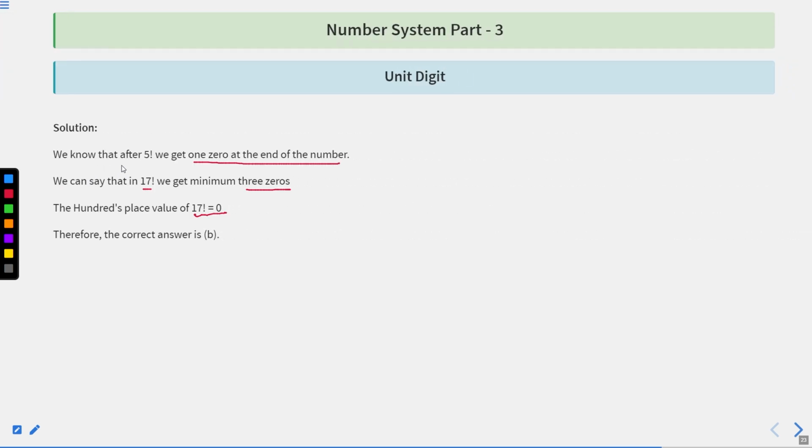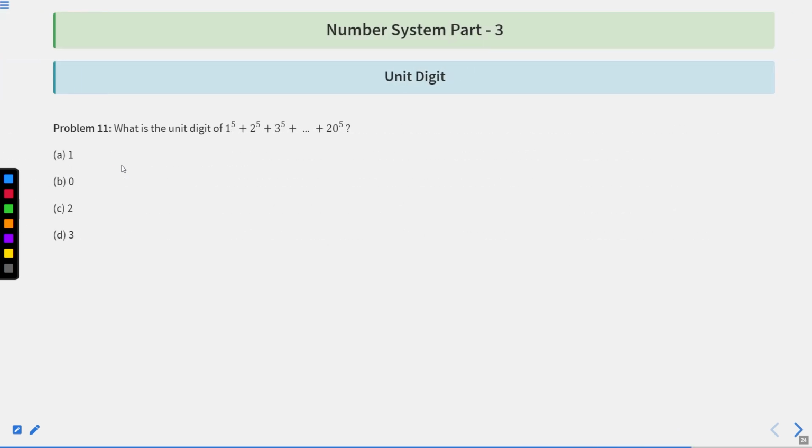Let us now move to problem number 11. What is the unit digit of 1 to the power 5, plus 2 to the power 5, plus 3 to the power 5, plus dot dot dot, plus 20 to the power 5? Here, one interesting thing to note is that whatever number is given to you, if you take the fifth power of that number, the unit digit will always turn out to be the same. That's a very interesting result and it's very beautiful.